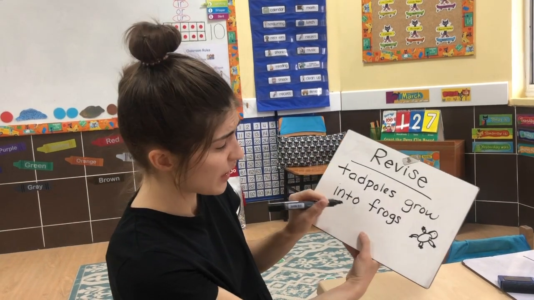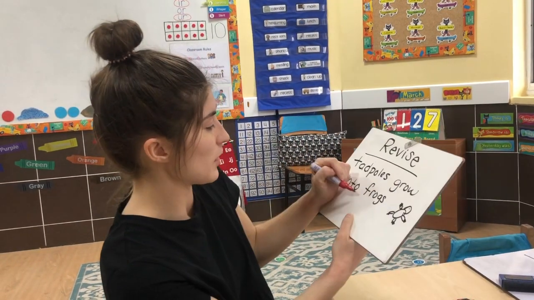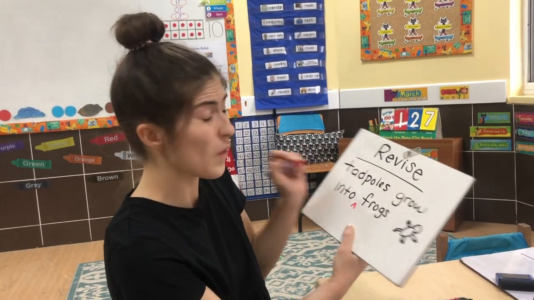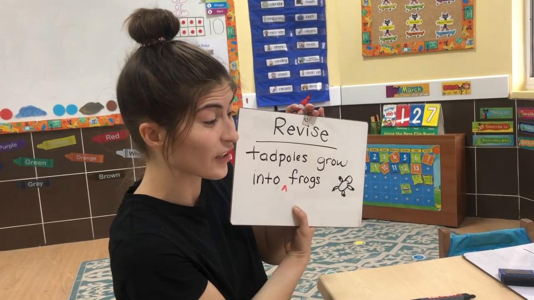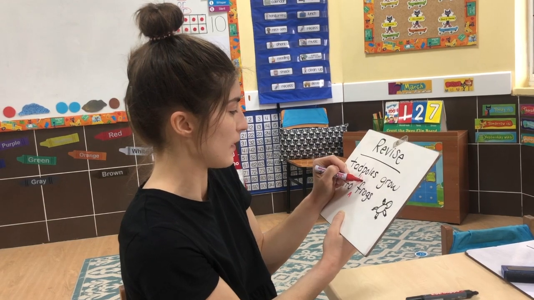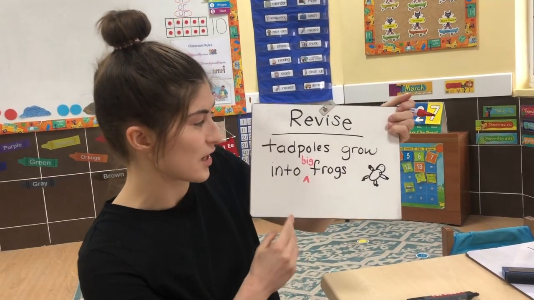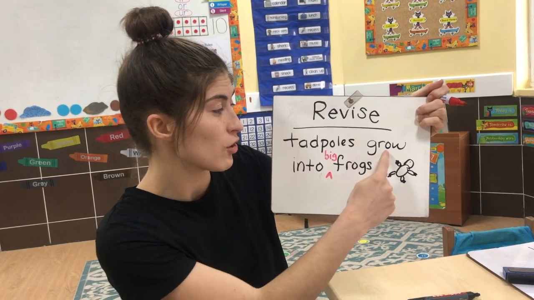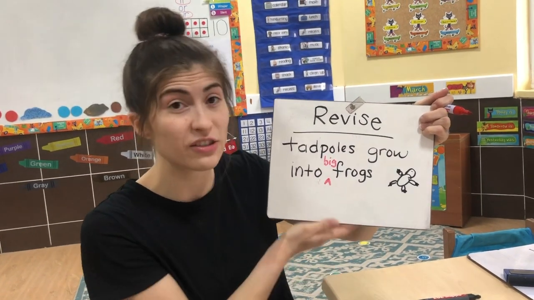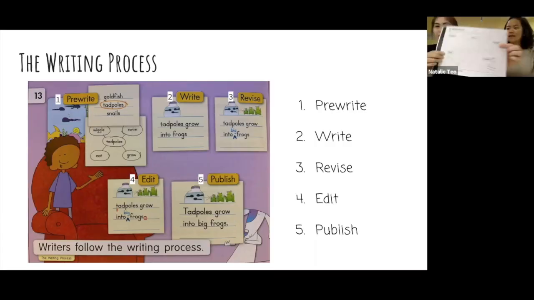So I don't have a lot of space here. So I'm going to make a little arrow at the bottom so that when I fix it later, I'm going to add the word big right in here. So it will read tadpoles grow into big frogs. And that is how I can revise my writing. Can you find revise on your paper? Now color in all these paws to get to step number 4.